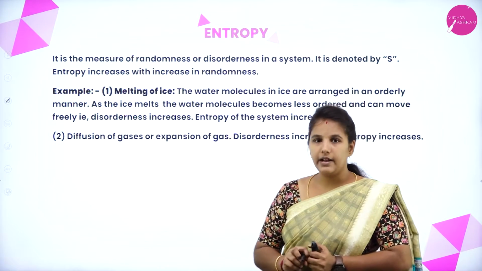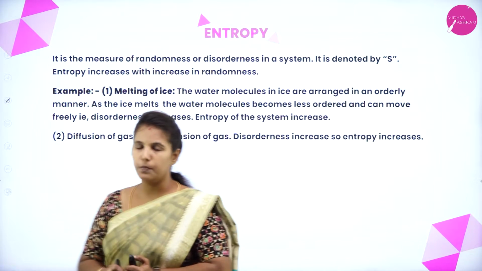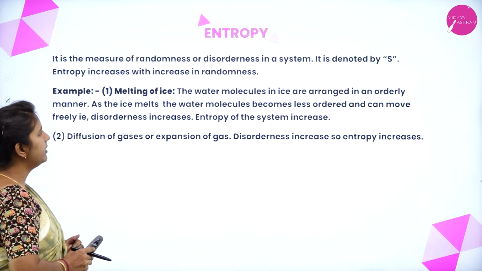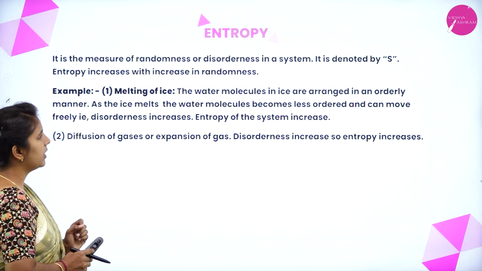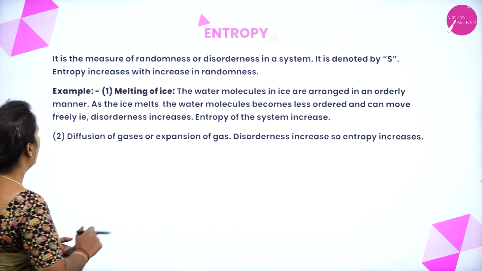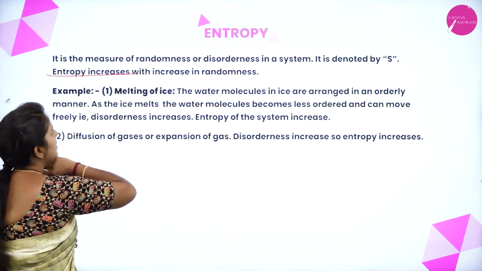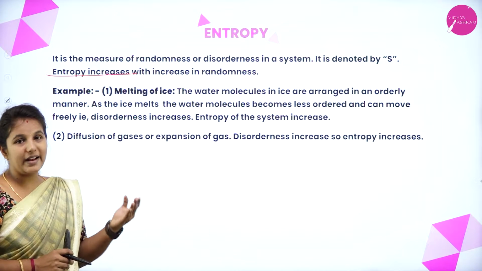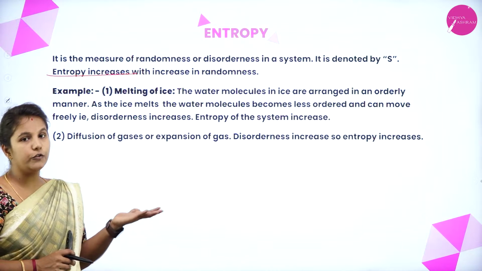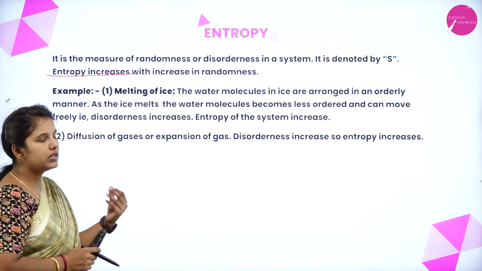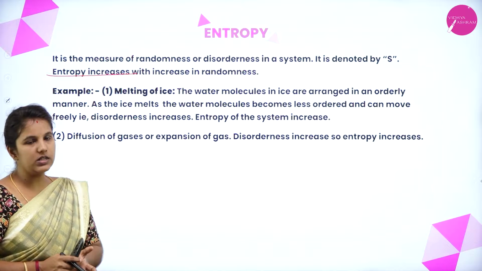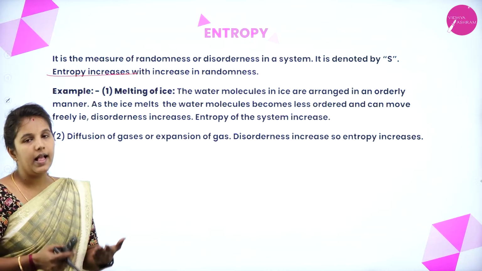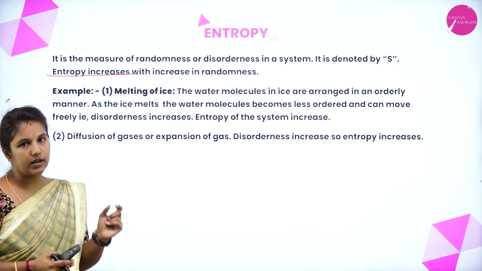Now we'll understand the concept of entropy. It is a measure of randomness or disorderness in the system and is denoted by S, and entropy increases with increasing randomness. So what does entropy stand for? It is a measure of the degree of randomness or disorderness of the system. So disorderness in the system is called entropy, and usually it is denoted by the term S.